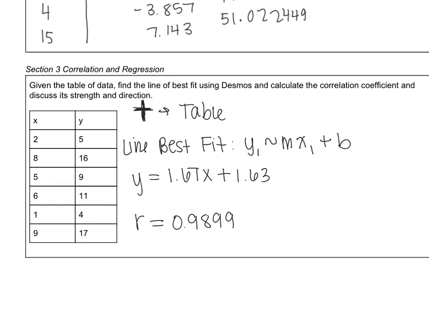So the strength. So we look to see if it's strong or weak. So strong is any value close to 1 or -1. So 0.9899 is really close to 1. So it's strong. Okay. The direction is whether or not it's positive or negative. In this case, 0.9899 is positive.